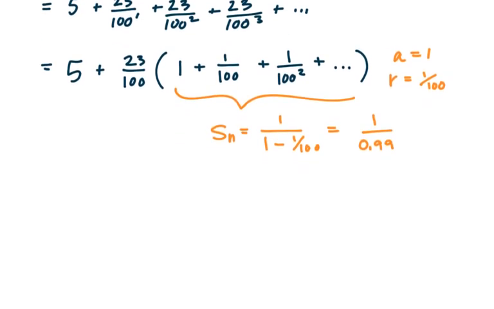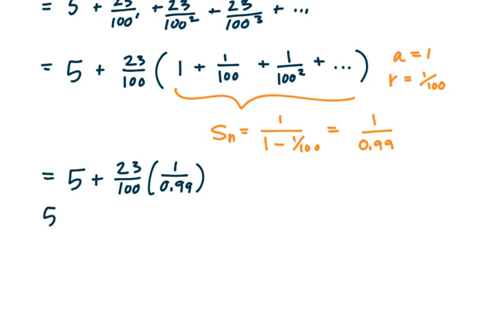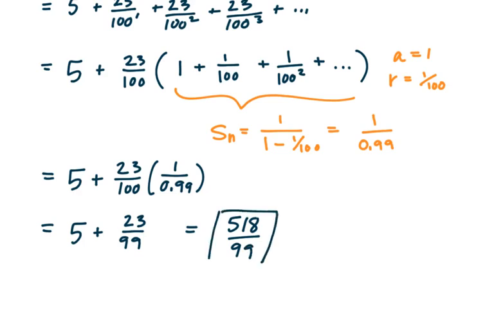So what we end up with is 5 plus 23 over 100 times 1 over 0.99. And I can multiply that through. I now have 5 plus 23 over 99, and adding those fractions together, I would get 518 over 99. So I've now expressed this repeating decimal as a fraction by using geometric series.